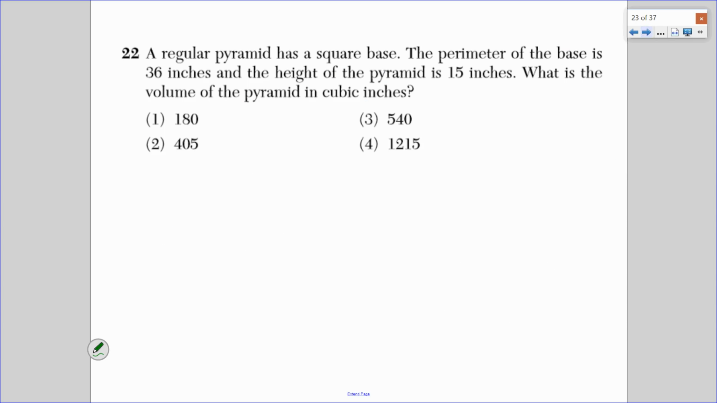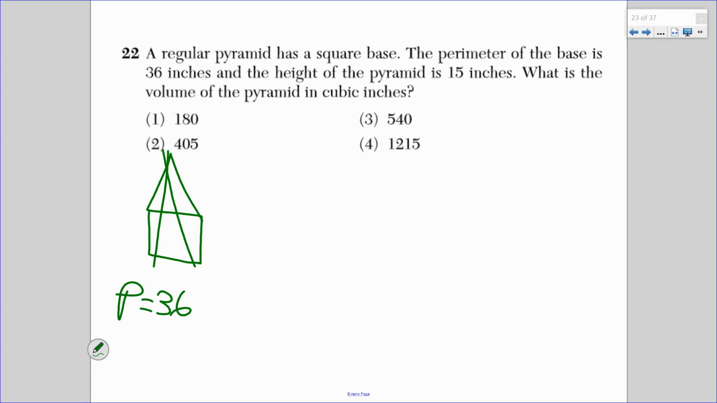A regular pyramid has a square base. Congratulations on your square base, regular pyramid. Let's draw a picture. I'm going to warn you right now, my pyramids are awful. I just draw a square, and then I make it pointy, and then I draw some lines. The perimeter of the base is 36. Well, if it's a square, I can divide by 4, and that means that each side is 9.